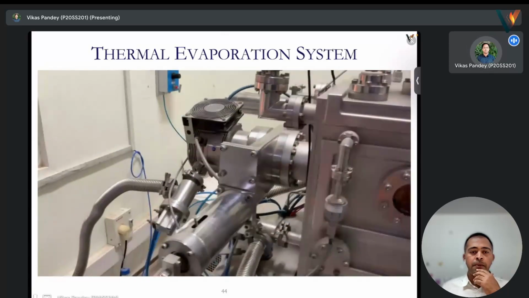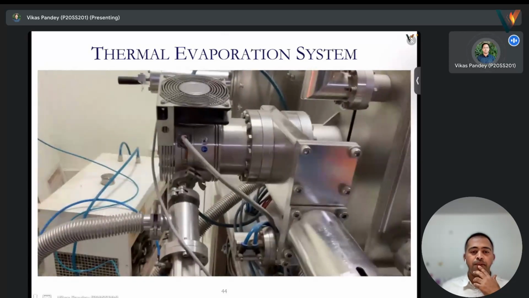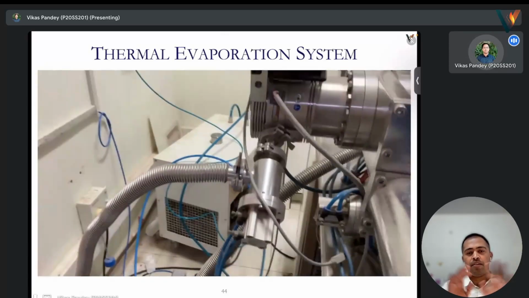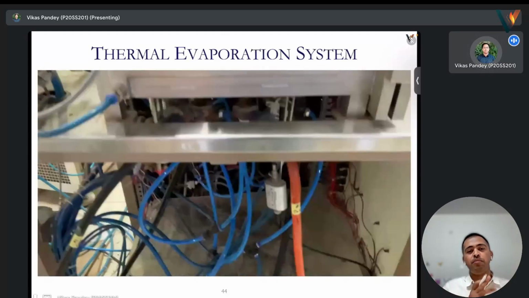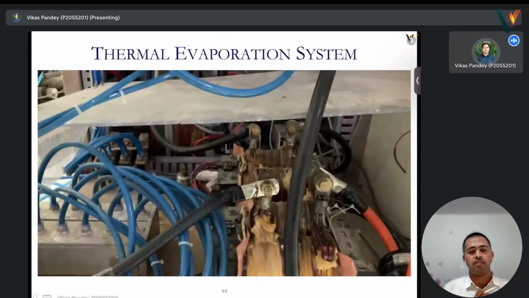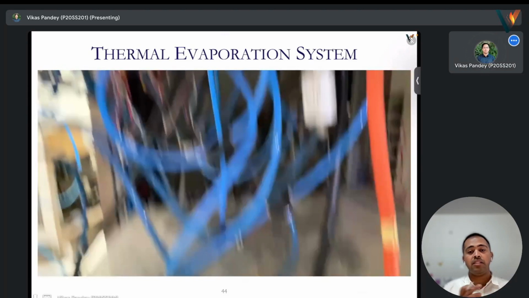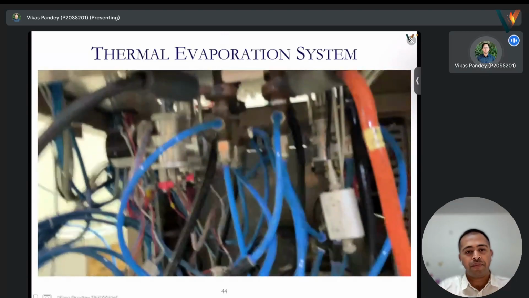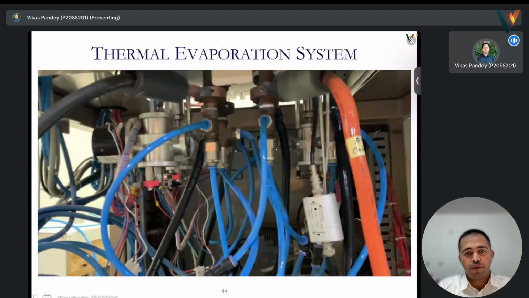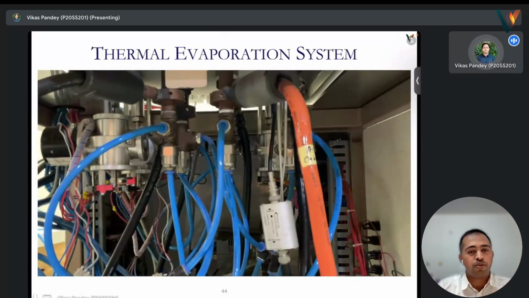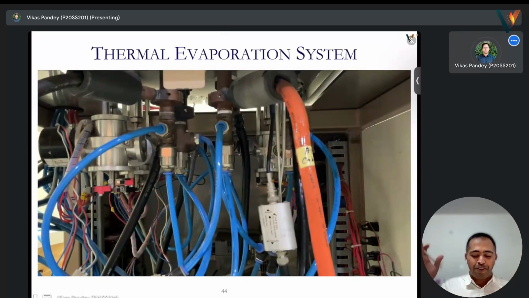Behind you will see this small opening. This is used to see what is going on inside. During normal processes, you will not be able to see. Only when evaporation occurs, you will be able to see. These are high current transformers to carry such high current. So you see it is a web of a lot of tubes and all used to control the system.